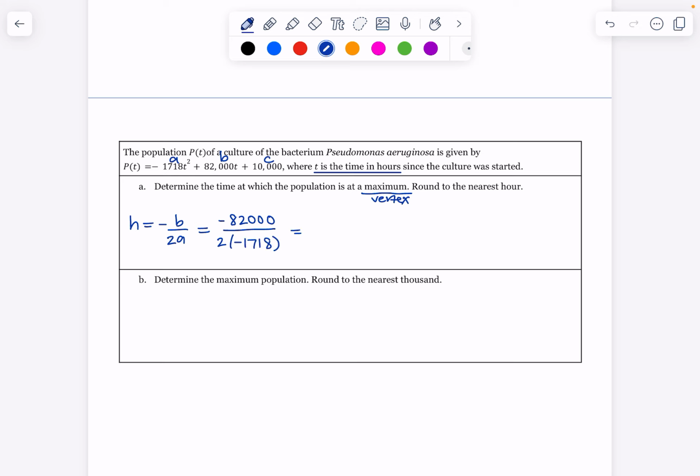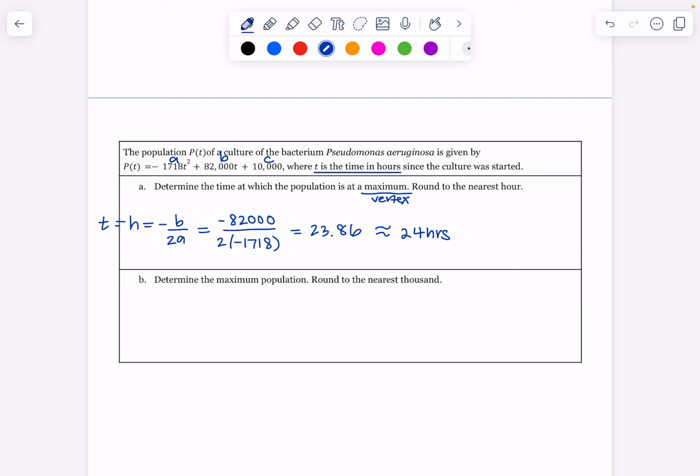And I'm going to use my calculator so I don't mess up anything. I hope I didn't mess something up. I don't think I did. Okay. I got 23.86. I round to the nearest hour, so that would be about 24 hours. And we know t is time, so the t or the x value would be h. Put a little equals t out here.